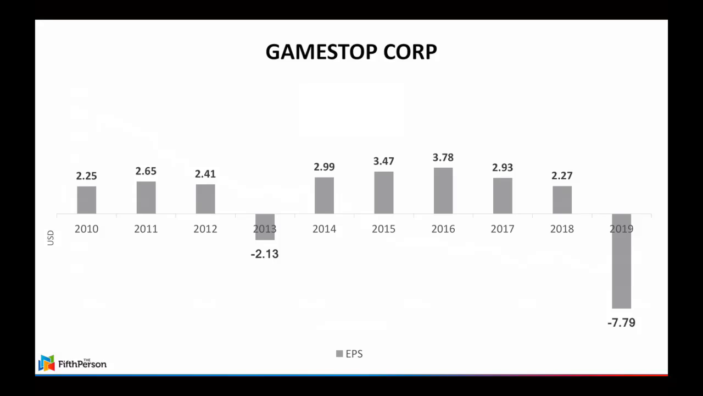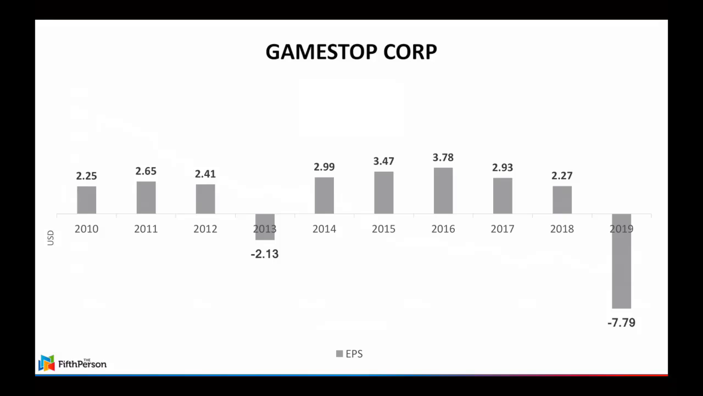So GameStop Corporation is an American video game, consumer electronics and gaming merchandiser retailer in the United States. And you can see that their profits have been up and down, very lumpy in nature, up from 2010 to 2011, then it decreased in 2012, and it decreased into the negative region in 2013, and after that it suddenly increased back up. And now in 2019, they also decreased to a negative region.